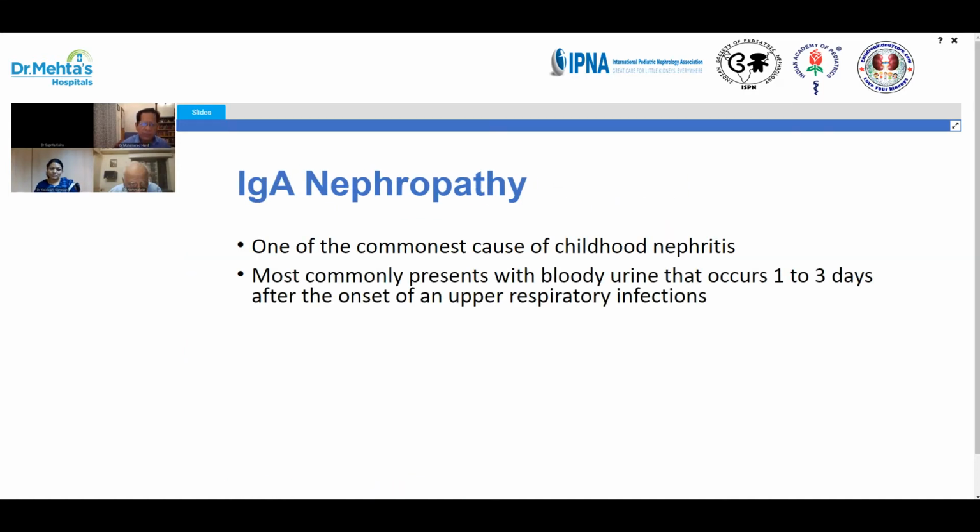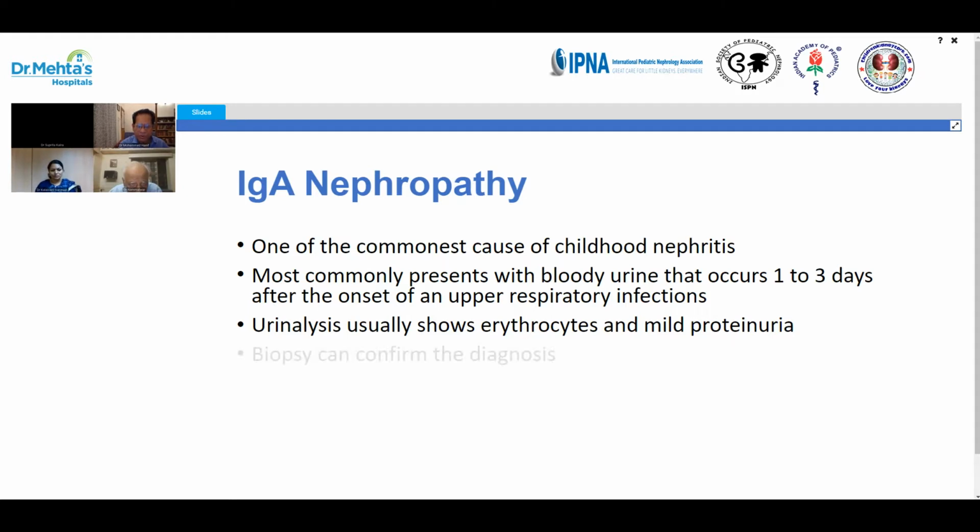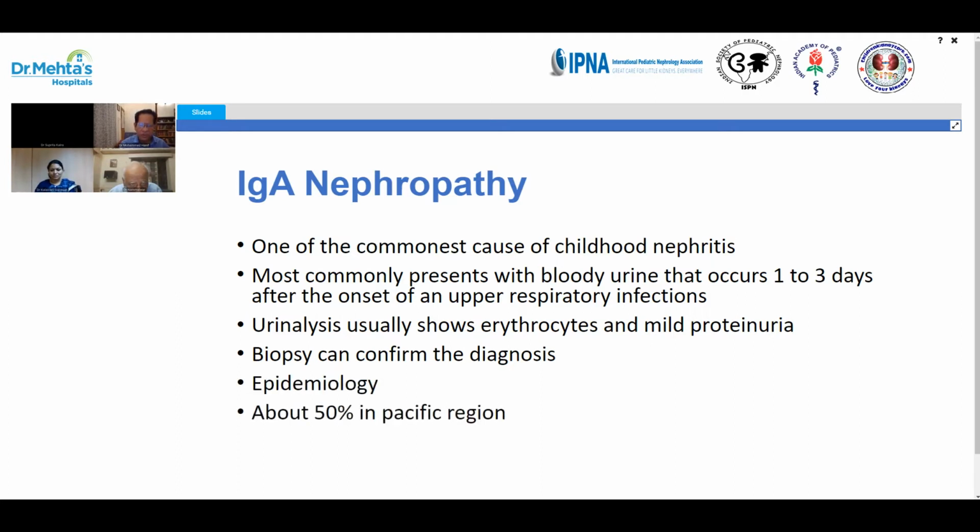IgA nephropathy is one of the commonest causes of childhood nephritis and most commonly presents with bloody urine that occurs 1 to 3 days after the onset of an upper respiratory tract infection. Urinalysis shows erythrocytes and mild proteinuria. Biopsy confirms the diagnosis. It is most common in the Pacific region, with 20 to 30% of cases in Europe and 2 to 10% of cases in North America.